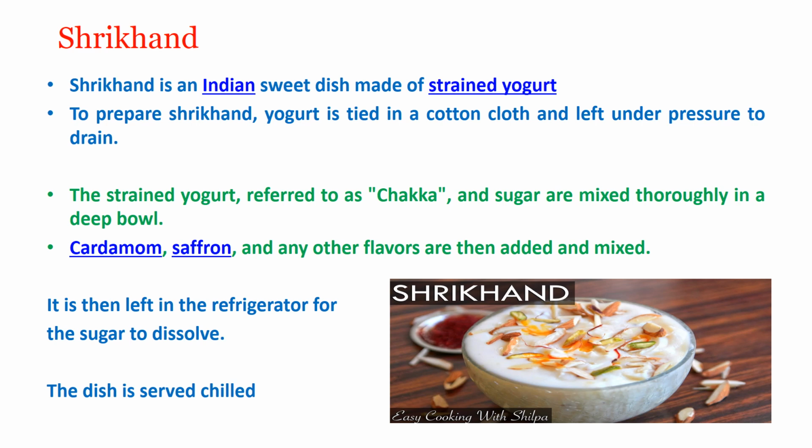The strained yogurt, referred to as chakka, and sugar are mixed thoroughly in a deep bowl. Sometimes we can add dry fruits, cardamom, saffron and any other flavors, and mix. It is then left in the refrigerator for the sugar to dissolve, and the dish is served chilled. So this is the specific sweet dish prepared from yogurt or curd after filtering and removing the liquid part, and special flavor or dry fruits and sugar is added and mixed and served chilled.